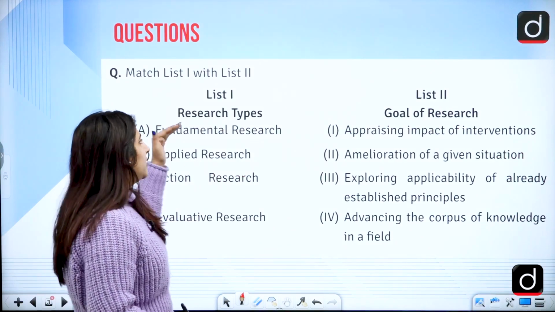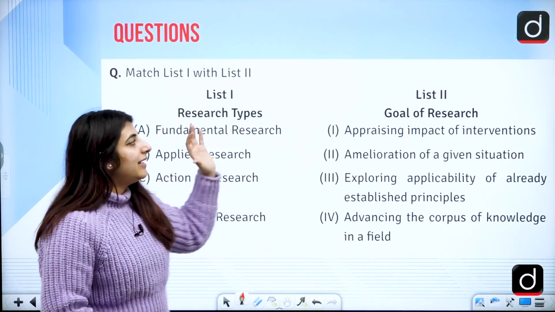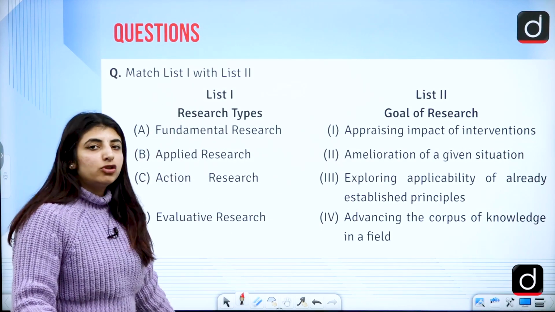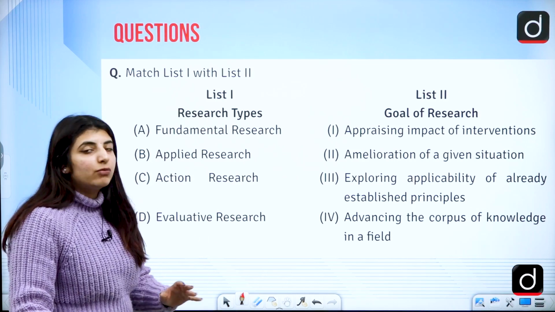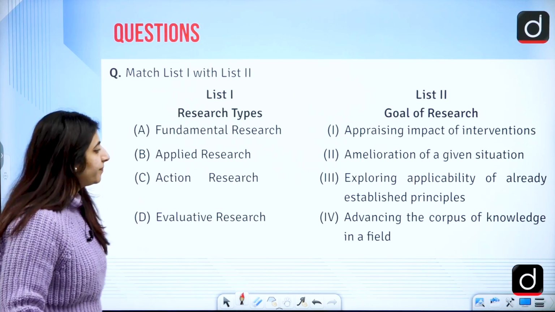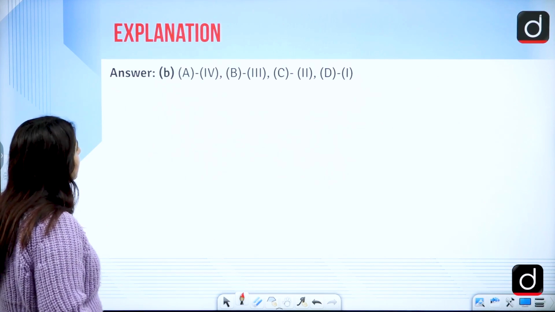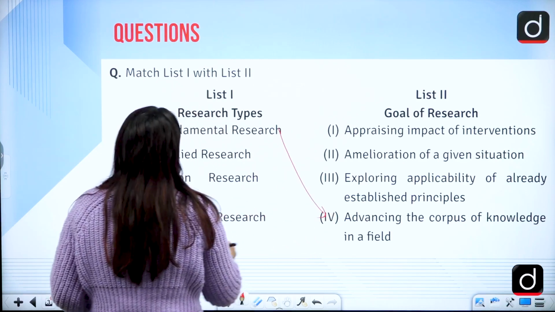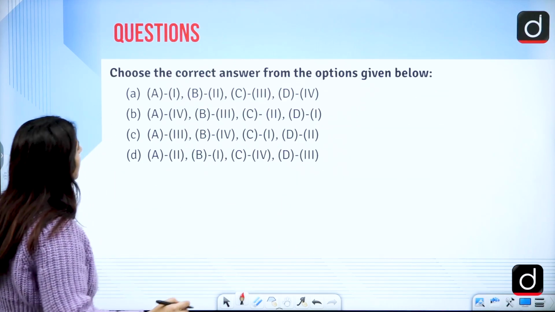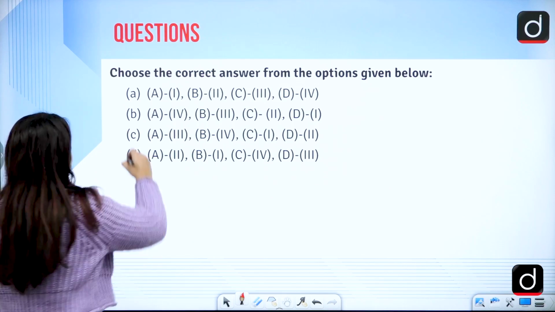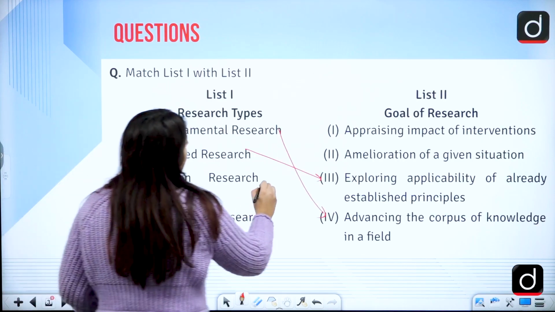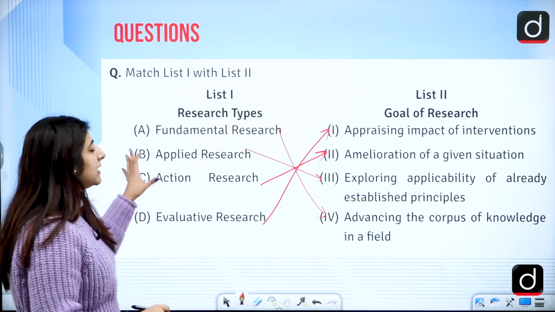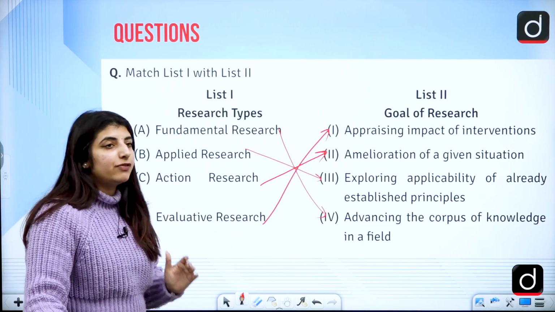right? Here you have list 1, which is the research types, and list 2, which comprises of the goals of research. So, here you are supposed to match the following. Pause your video and see what do you think is the correct answer here. The answer here is option B, that is A4, B3, C2 and D1.